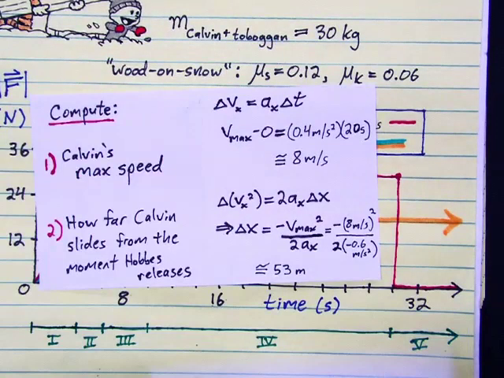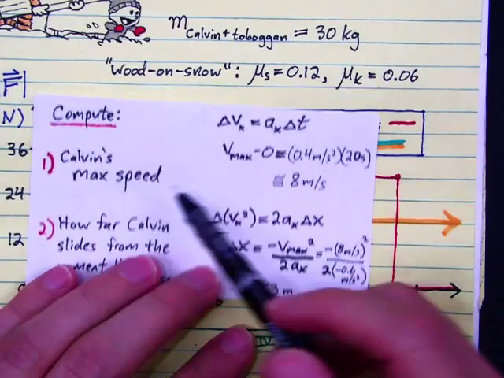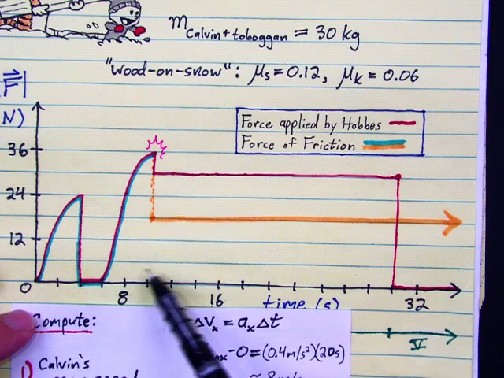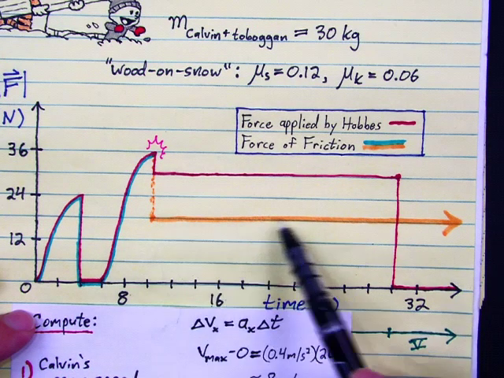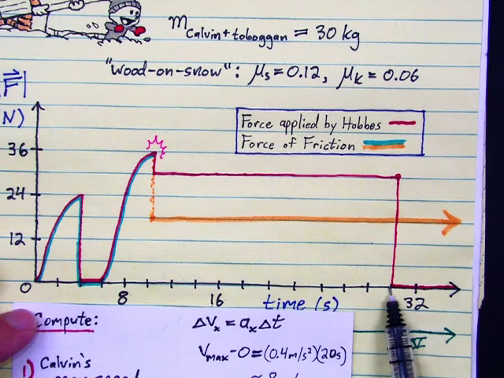Good old kinematics. You can pull out your GUESS strategy, and as Calvin hits his max speed, when does that happen? Well, Calvin's at rest this whole time. Then here he starts to move. He's accelerating this whole time, speeding up, so he must hit his max speed right here, just as Hobbes releases. So max speed is right there.